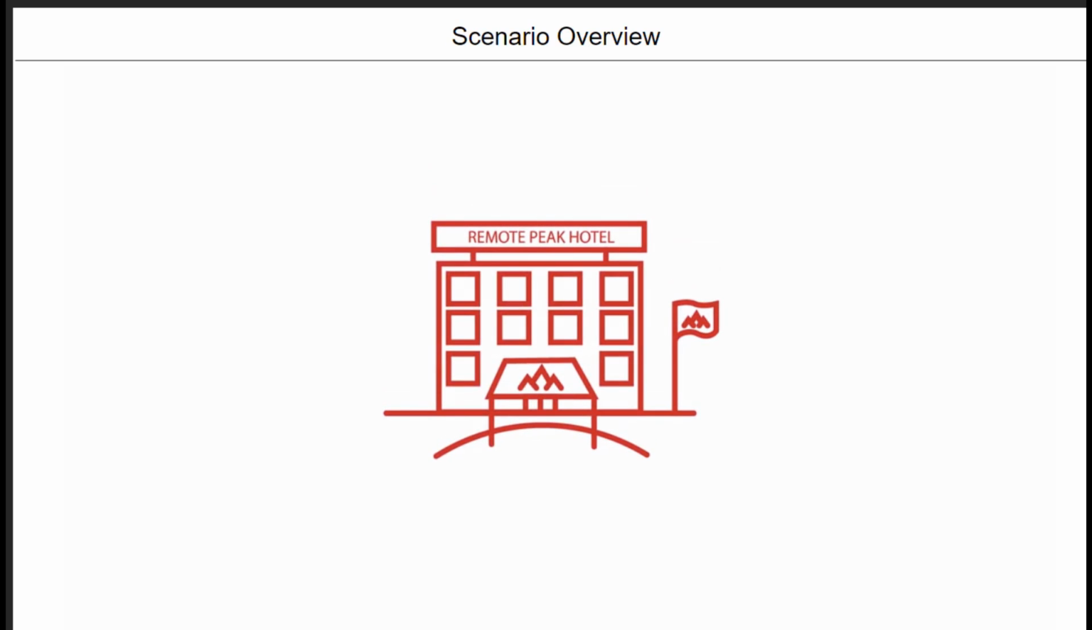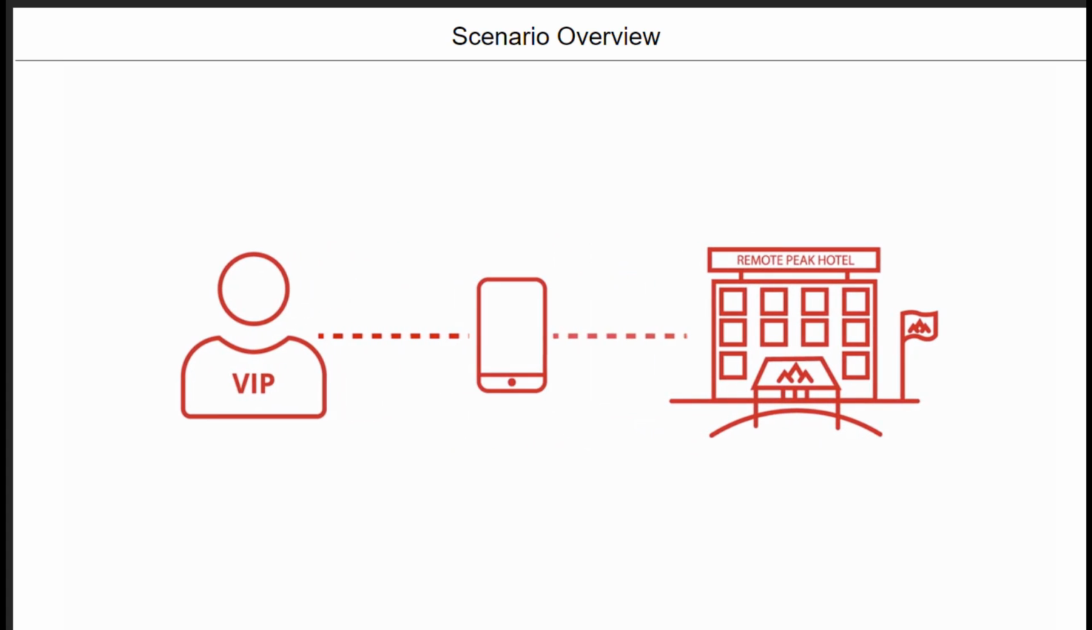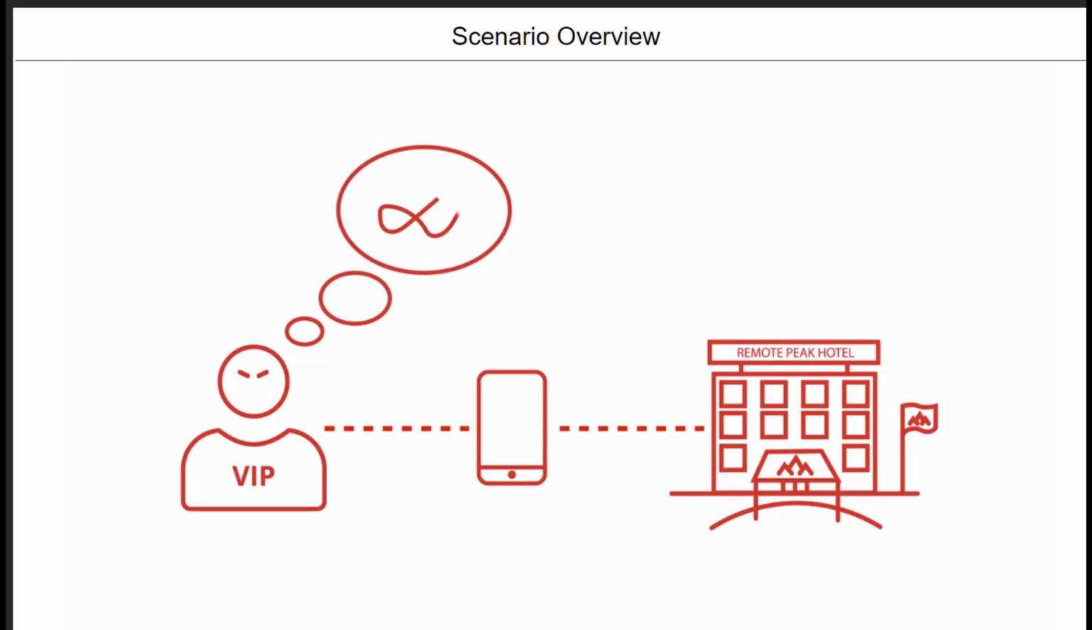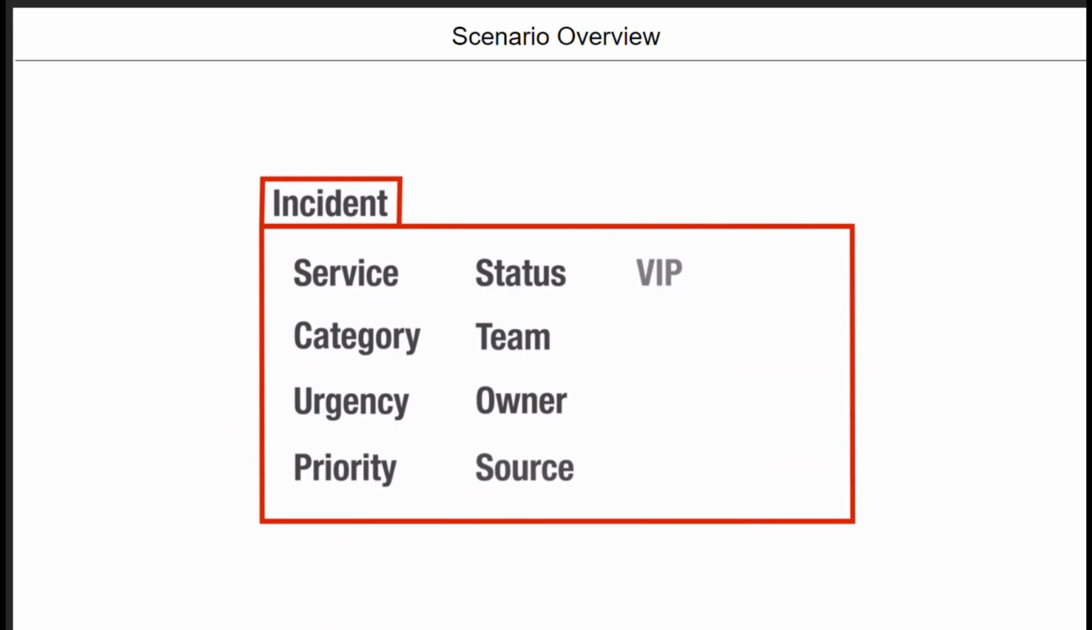There have been a few recent incidents where fussy, high-profile Remote Peak Hotel customers have reported incidents and not been satisfied with the service they received. In order to help avoid this issue, management requested that incident records include an area that will allow the service desk to mark whether or not the customer is a VIP, which will in turn prompt whoever is handling the ticket to do so with extra care.